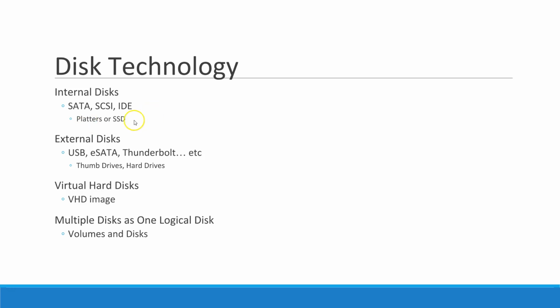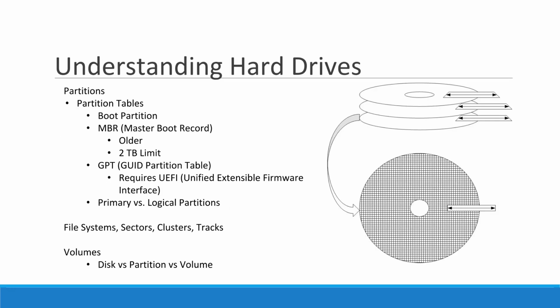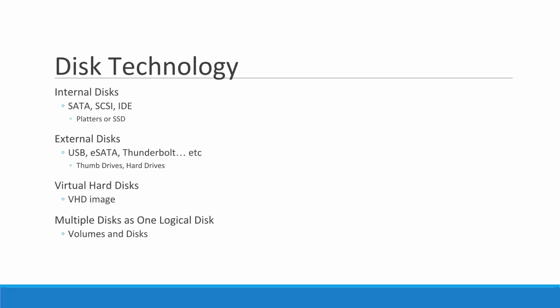There are platters and there are SSDs. SSD is essentially just memory. It's banks of memory that is non-volatile. So when the power goes out, the data will be retained. While platters are metal platters that have read and write heads that read and write the magnetic properties of the metal disk, and therefore record whether or not there are ones or zeros. For external disks, we have USB.